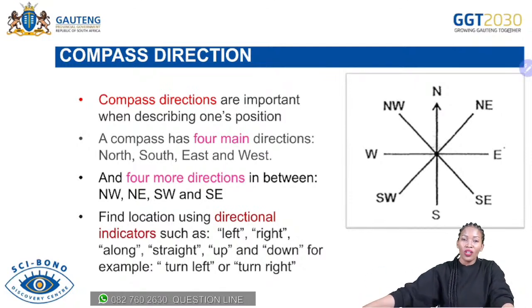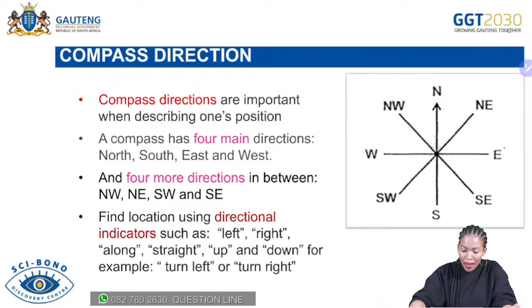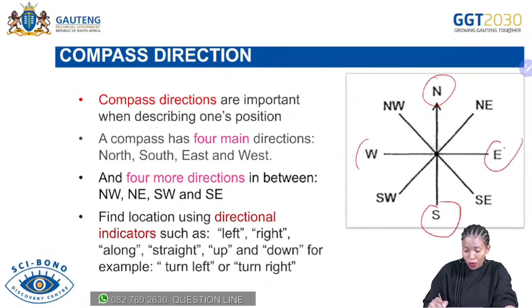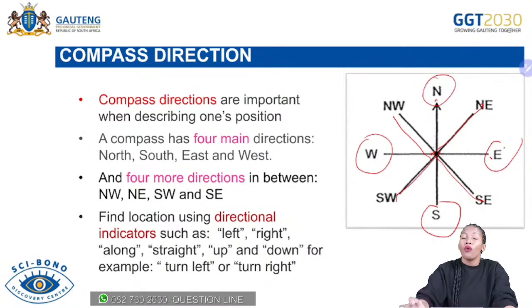What we need to know is that a compass has 4 main directions. The 4 main directions that we know are your north, your east, your south, and your west. And then from there, guys, it is divided into 4 more directions. Like I said, the main ones are north, east, south, and west, and then it is divided into 4 more. We've got northeast, southeast, southwest, and northwest.